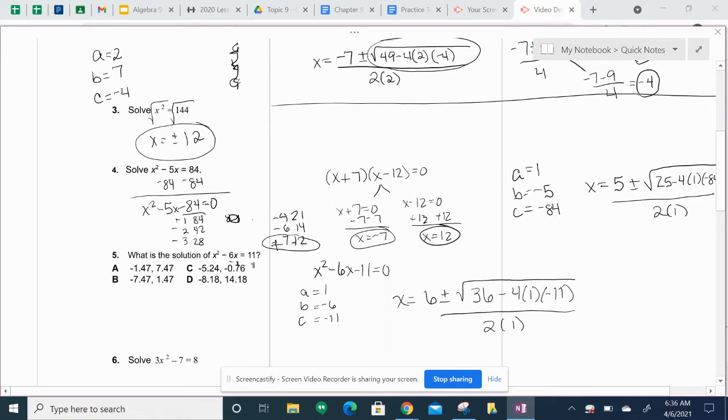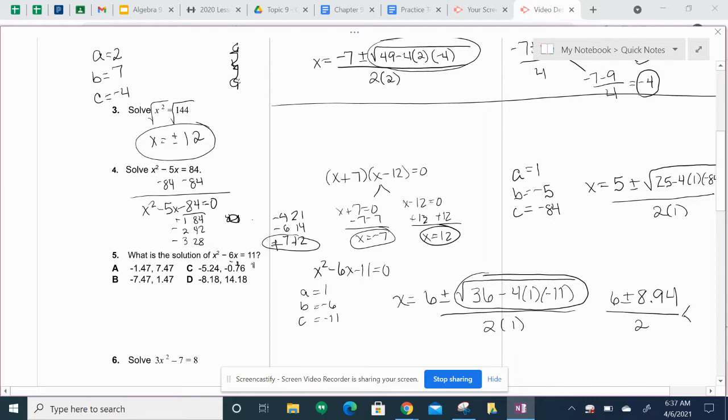All right, plugging that into my calculator, I just start with this portion. So the square root of 36 minus 4 times 1 times -11. I ended up with an answer of 8.94. Now I did round that to the nearest hundredth. So I have 6 plus or minus 8.94 divided by 2 times 1, which is 2.